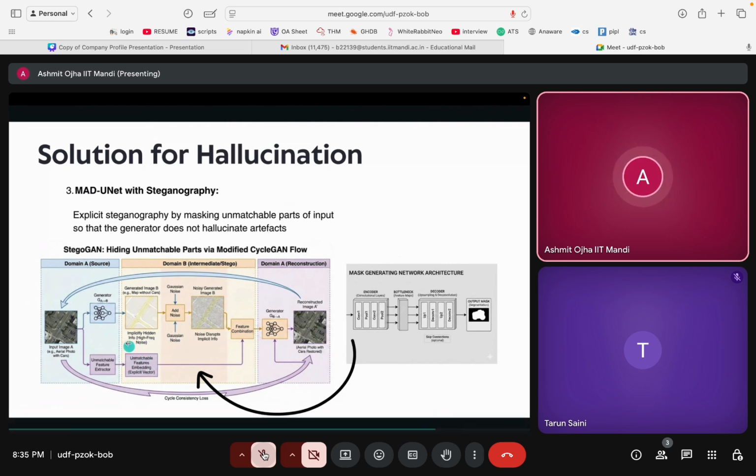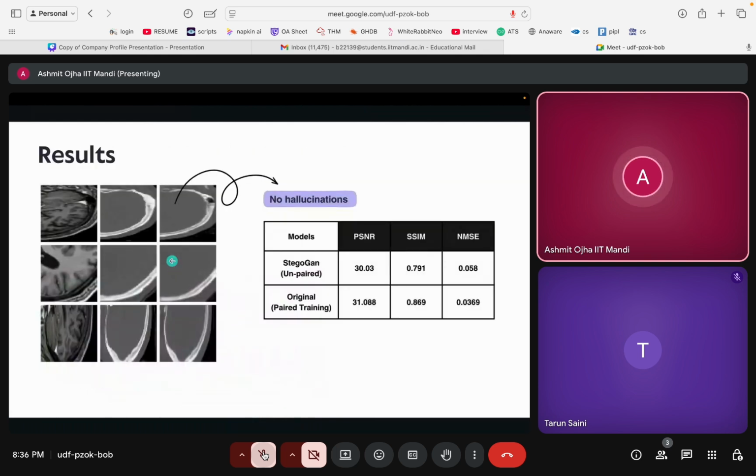Now, to explicitly make the network focus on these unmatchable features, we add noise to this generated image, which explicitly destroys the steganography or hidden information traveling through this path. So the results were very nice, and we were able to actually solve the hallucination problem and artifacts. The generated results did not have any artifacts at all, and the unpaired training, which was StegoGAN, was able to compete with the original paired training, with PSNRs of 30 and 31.